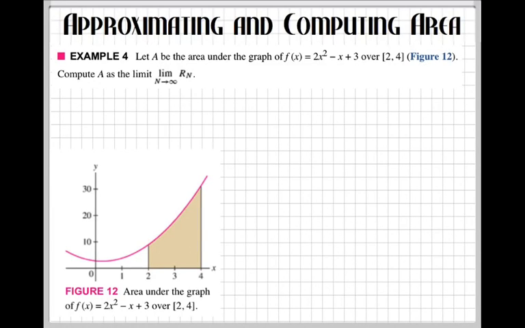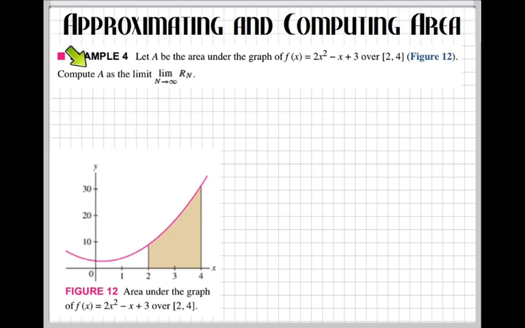Alright, this example is nice. It's not as abstract as example 4 or example 5. Let A be the area underneath the graph of this over this interval. Compute A as the limit of R sub n as n approaches infinity. So it's kind of cool.